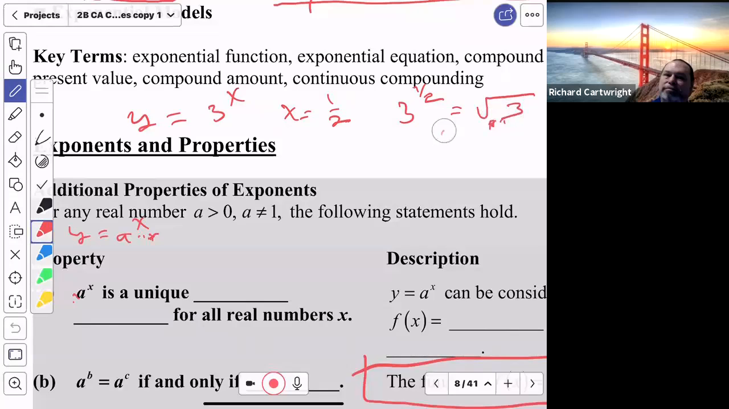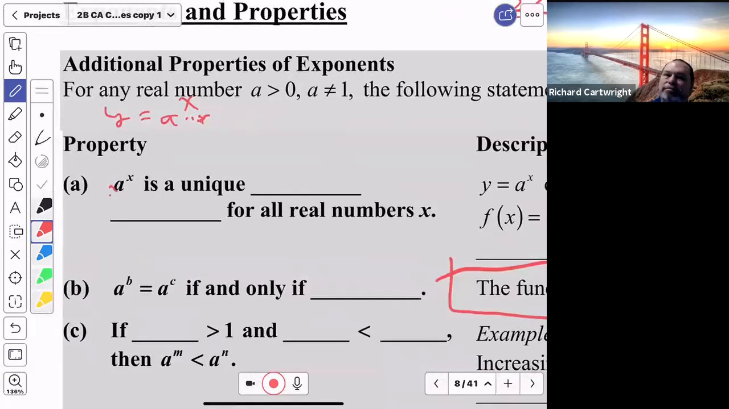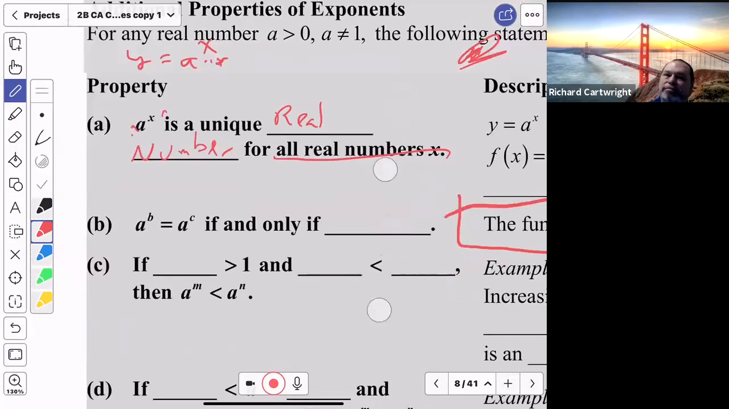It's less than 2, but it's greater than 1, because 1 times 1 is 1 and 2 times 2 is 4, so I know it's between 1 and 2. So what I'm going to fill in the blank here is: a to the x is a unique real number. No matter what x I use, I'll get a number out of it, for all real numbers x. We'll do these descriptions after I fill this side in, because I think this side is a really important side.